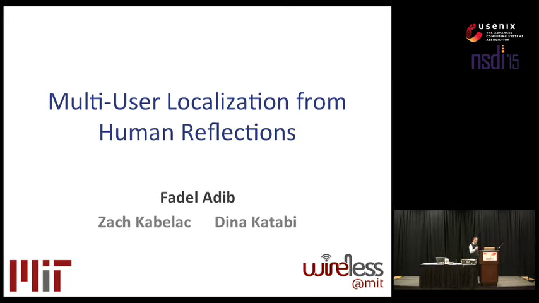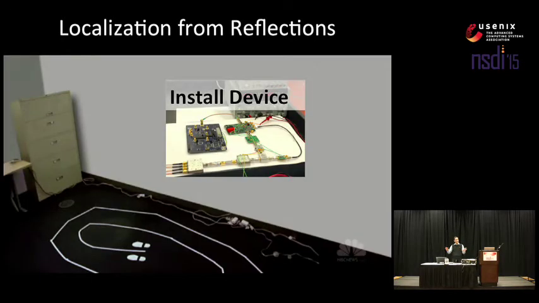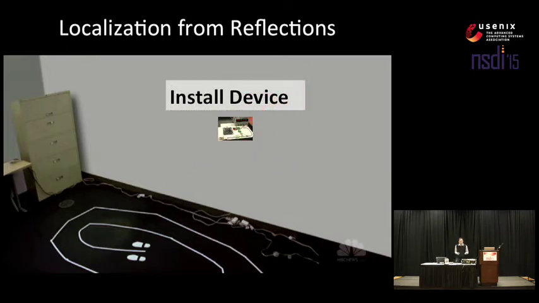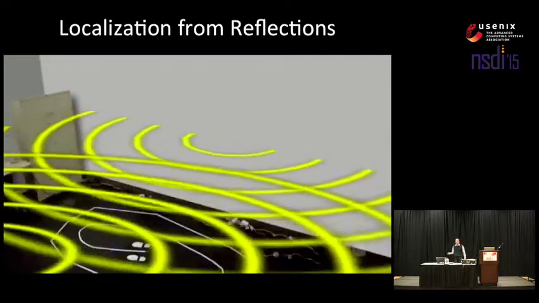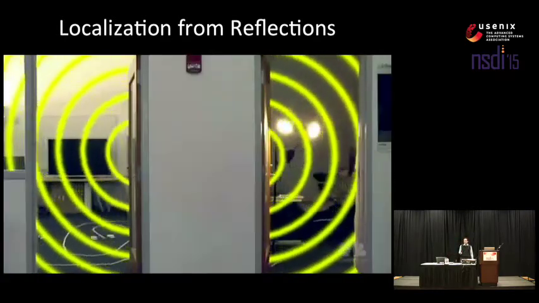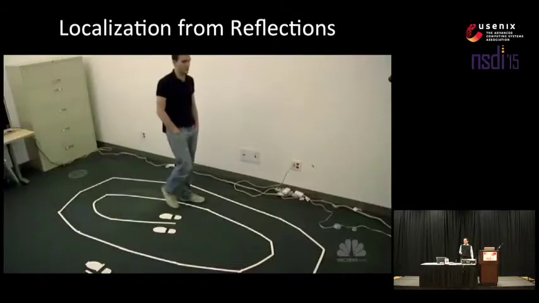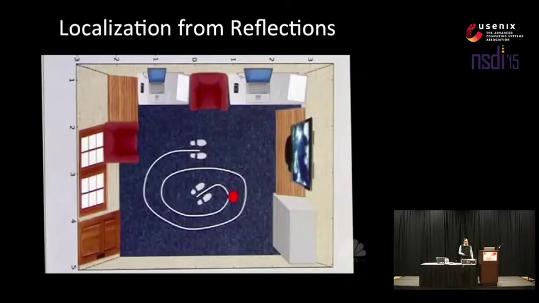So, in order to explain how these systems work, let me play a video for you that shows them in practice. These systems install a device in the environment, and the device sends out low-power wireless signals and measures how they reflect off different objects, even if these objects are in an adjacent room. Now, if a person walks nearby, they can track his motion and map him in 3D space. So for example, over here, the red dot corresponds to the person's location.